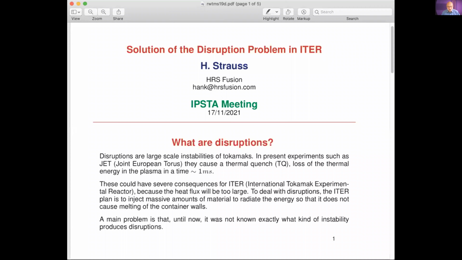So I'd like to call on our next speaker, who is Hank Strauss from HRS Fusion. Please turn on your camera. It's already turned on. You're unmuted. You can go ahead and share your screen. And Hank will talk about the solution of the disruption problem in ITER. And you'll tell us what ITER means first.